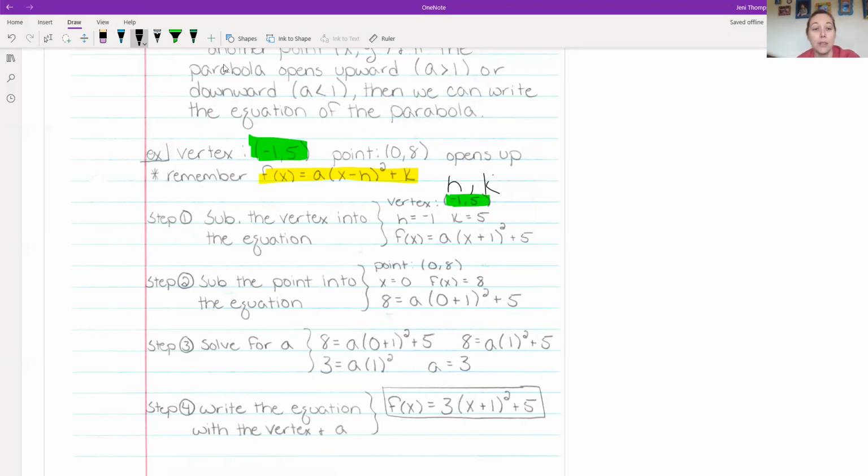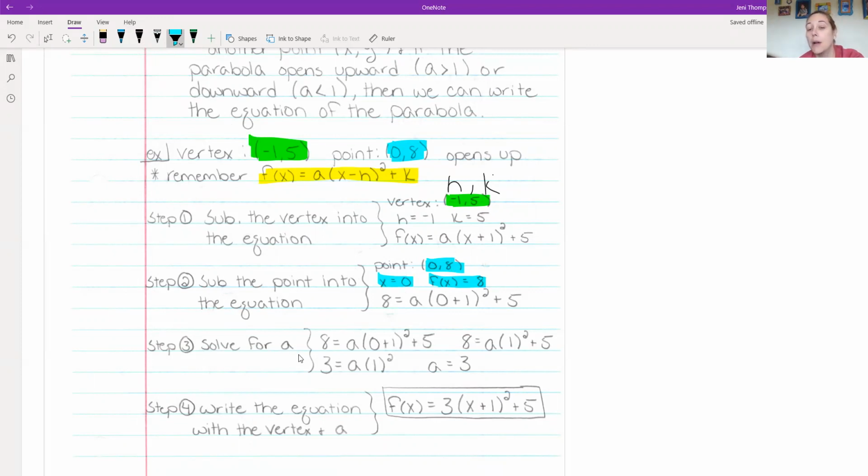Okay, so step 2, now that we have the vertex plugged into our equation, now we're going to put this point up here into our equation. So X is 0, our f of X or Y is 8. So where we have f of X, we put 8, our Y coordinate, it goes right there. And our X right here is 0, so we plug in 0 right there. Look, we've got everything in this equation except for A. So our last step is to just solve for A.